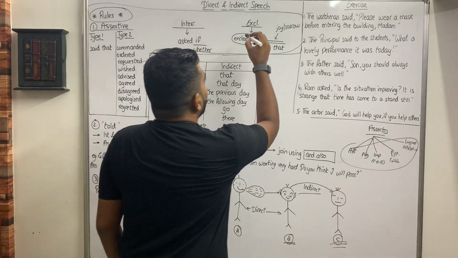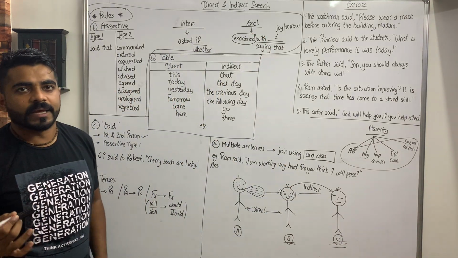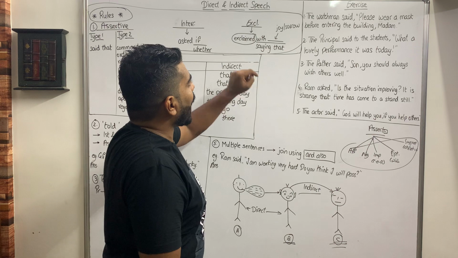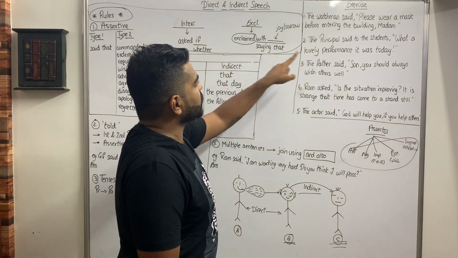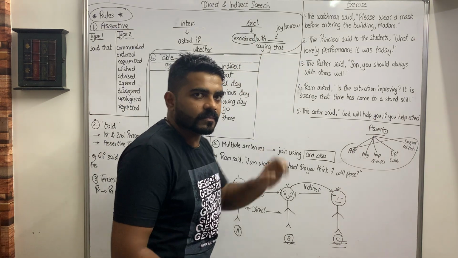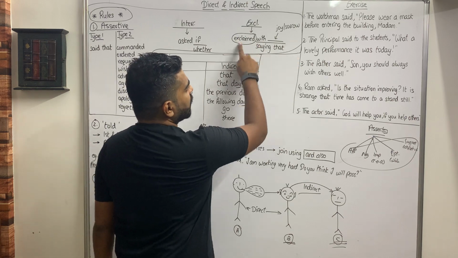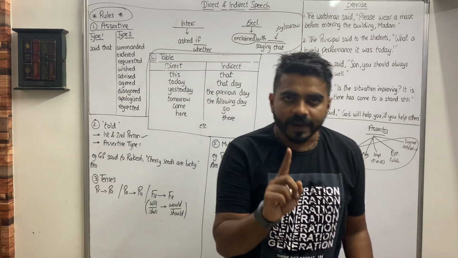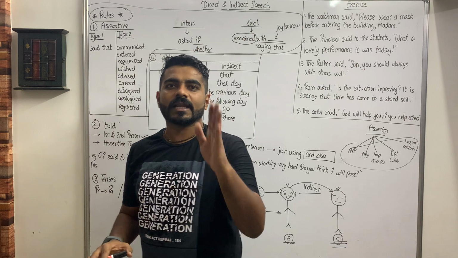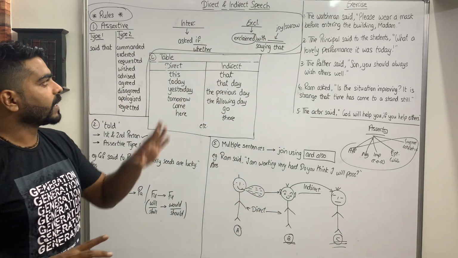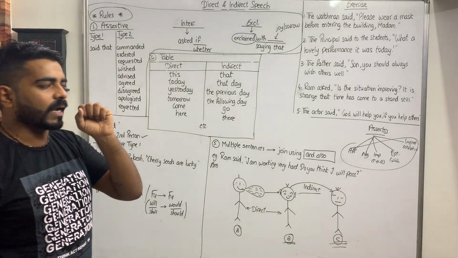Alright? Exclaimed. Now, how will you use exclaimed? Exclaimed you will use as exclaimed with dash या तो exclaimed saying that. Whenever you have an exclamatory sentence, exclaimed ही लिखने का. Exclaimed with dash या तो exclaimed saying that.